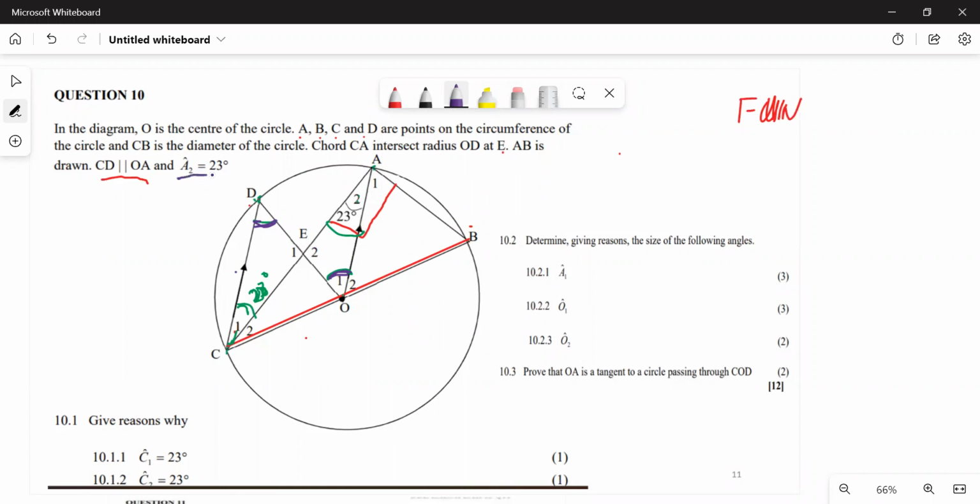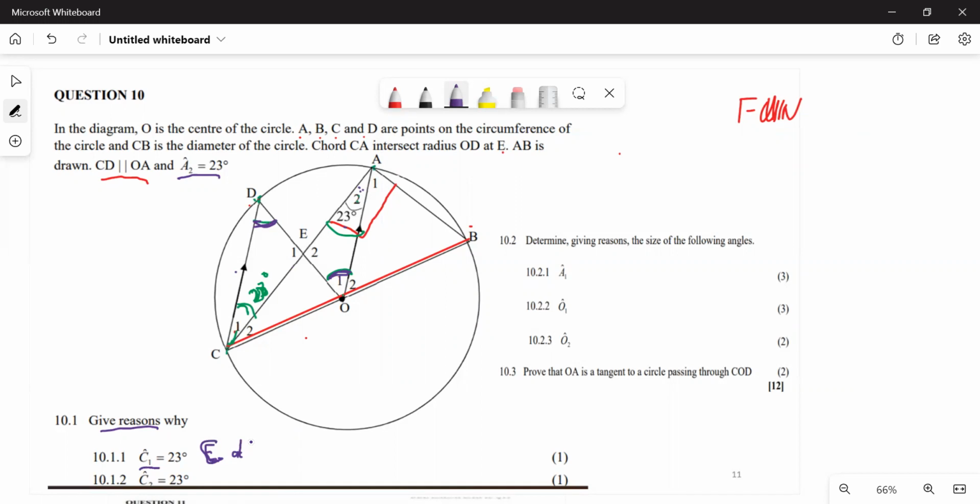And then you are told which part now. A2 is this one again. They say A2 is equal to 23. And then they say, giving reasons, tell us what is going to be C1. What is C1? We already told them. What is going to be C1? Okay, we can tell them C1 is going to be 23. But now they want us to give them the reason. What is the reason?